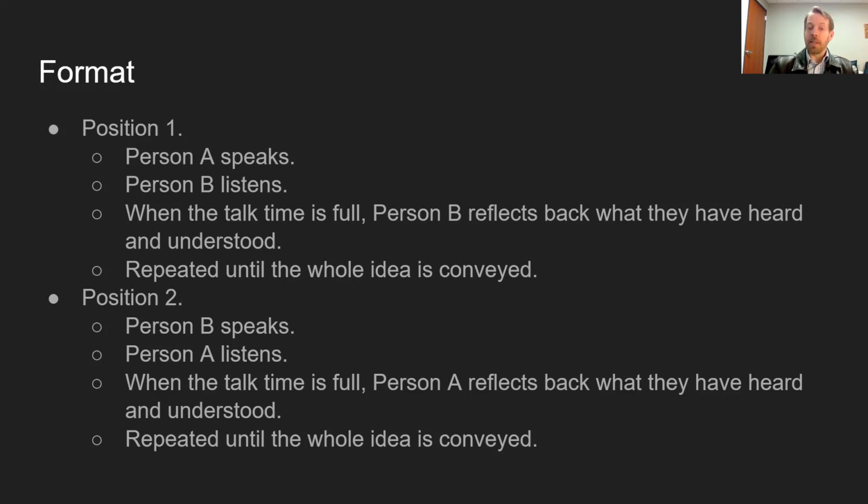Then person A can speak again in another talk turn and can keep on going through that process of speaking and reflecting until person A's whole idea has been conveyed. Then the two switch. In position 2, person B speaks and person A listens. And again, when the talk time is full, person A reflects back what they have heard and understood until person B is able to say, yes, that sounds like what I was saying. And they continue to do that process of speaking and reflecting until the entirety of person B's idea is conveyed.